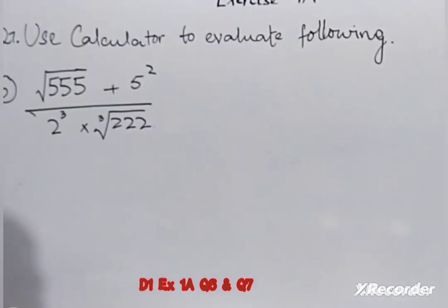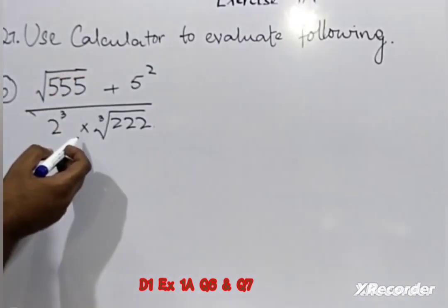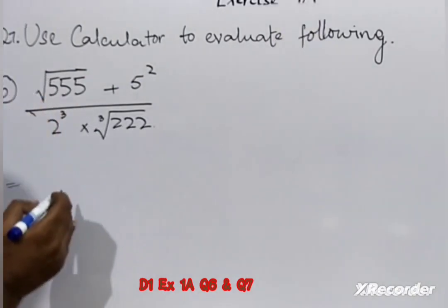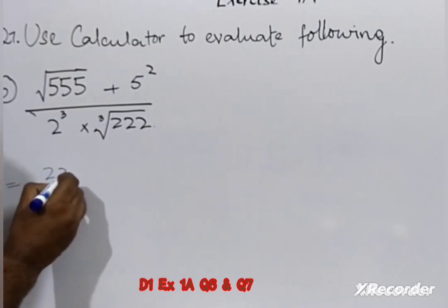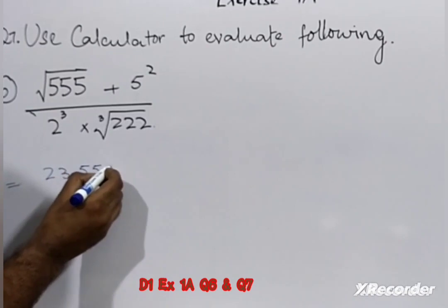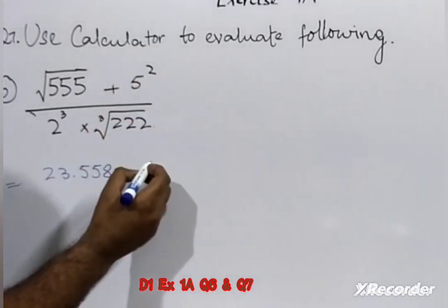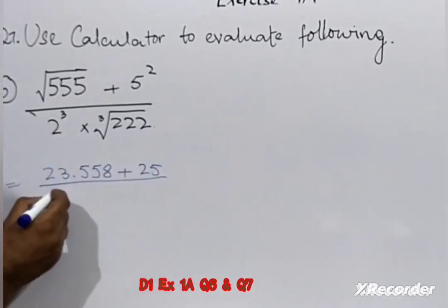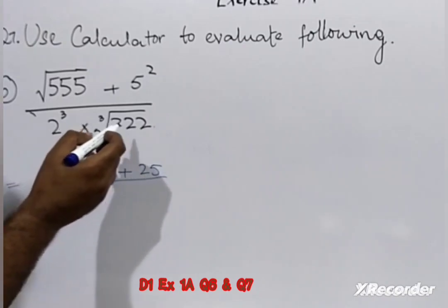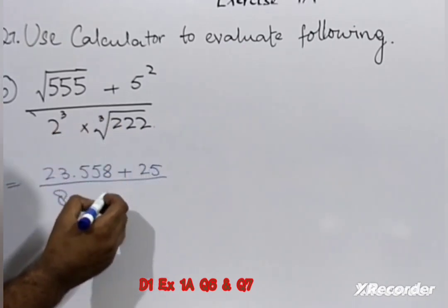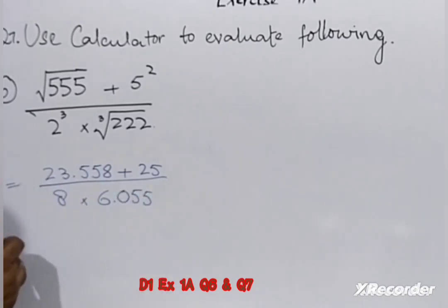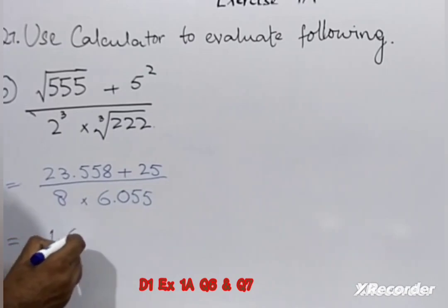Now coming to the second part, that is the square root of 555 plus 5 squared upon 2 cubed multiplied by the cube root of 222. So by using the calculator we find the value of the square root of 555, that is 23.558, plus the square of 5 is 25, the cube of 2 is 8, multiplied by the cube root of 222 is 6.055, and if we solve it, the answer will become 1.0022.